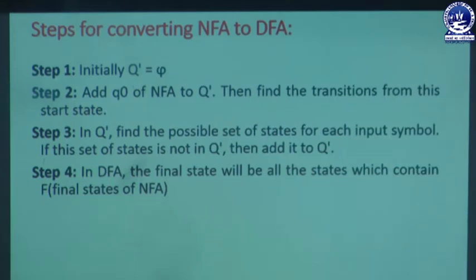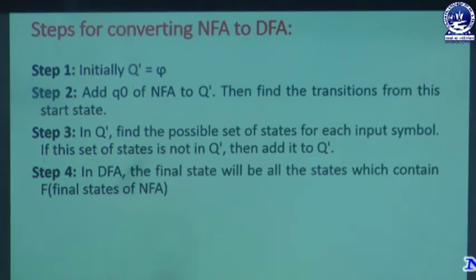Generally in this slide we have 4 steps. In the first step we initially take Q dash. Q dash is known as a collection set, and we have one phi. Phi is another type of set, denoted as an empty state, and in that empty state we never contain any type of flow in that activity. In the second step we add Q0 of the NFA to Q dash.